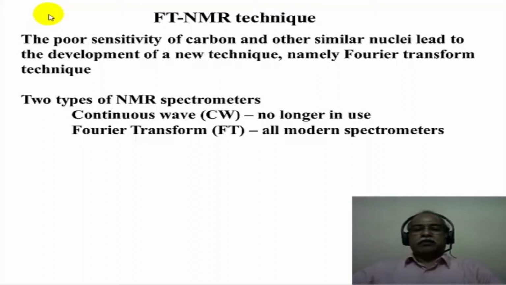There are two types of NMR spectrometers available. One is a continuous wave NMR spectrometer. This is of course no longer in use. Continuous wave NMR spectrometer was the original development of NMR spectroscopy. Later on, the Fourier transform NMR spectrometer was developed. All the modern spectrometers are Fourier transform NMR spectrometers.